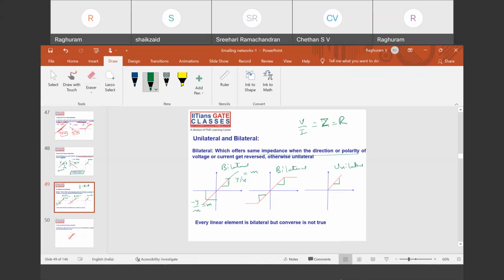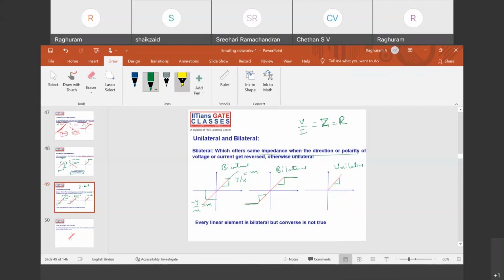Sir, one doubt. Yeah. In the second figure, after some time, the slope is changed to 0, right? Any issue for that? No, it's same here also, right? No issue for this. It should be symmetric, right? Symmetric, yes. It should be symmetric.